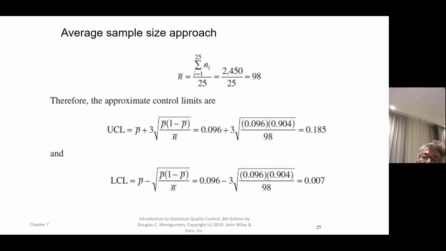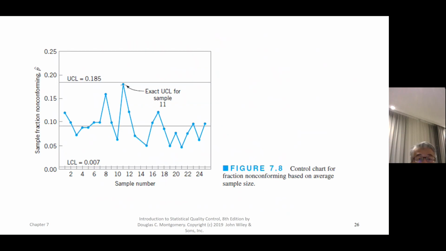Second, the average sample size approach. We compute the average n bar equal to the summation of n_i divided by 25, and we use this single number as the sample size. Then exactly one of the points reaches the upper control limit for the sample.